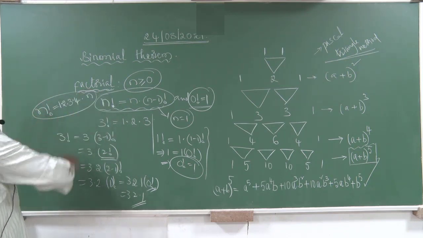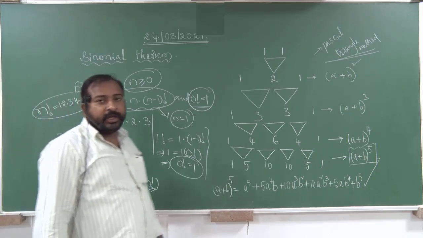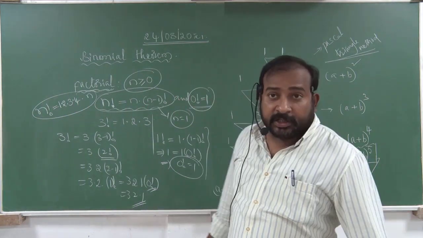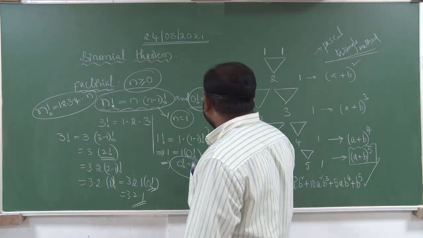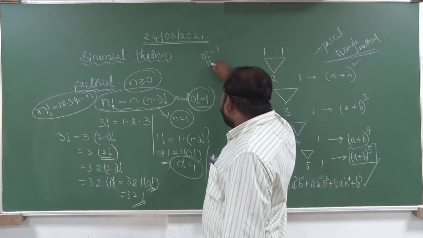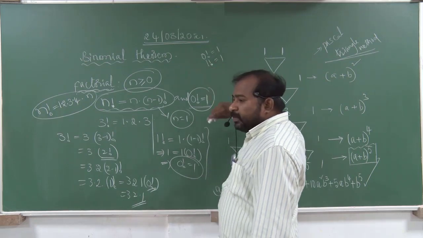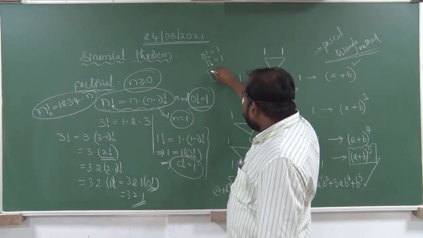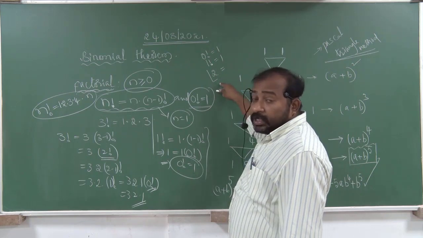This is one more notation, factorial notation. So based on this, what are the values? 0 factorial value we can take as 1. 1 factorial value is 1. This is the factorial symbol. Otherwise, some books will write it like this also. This is also 2 factorial.